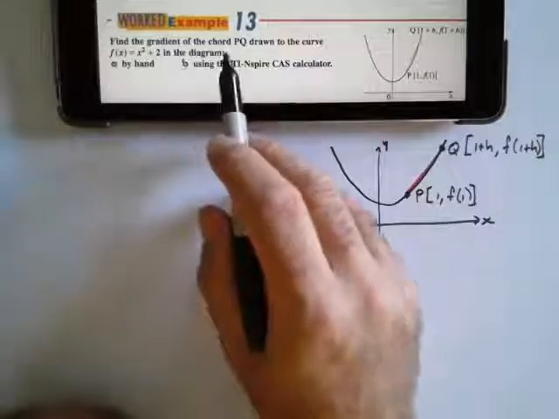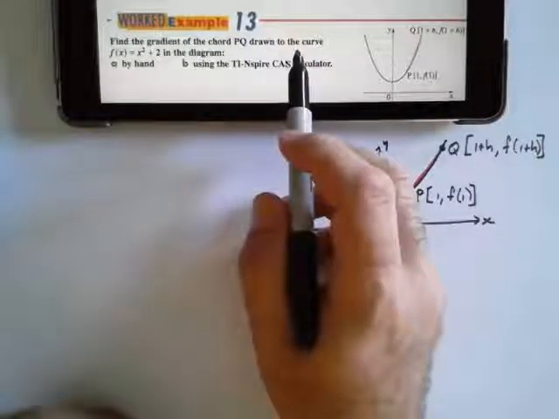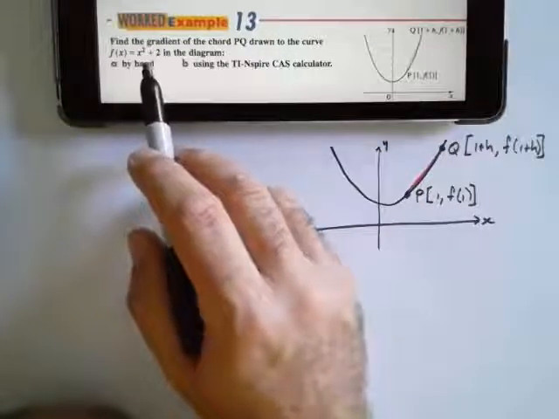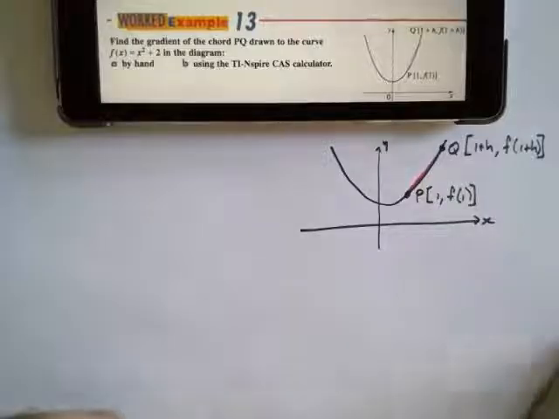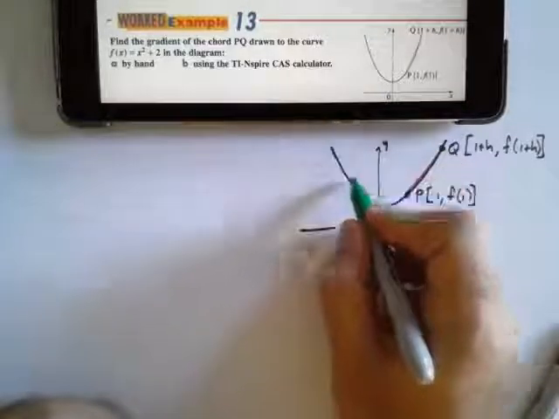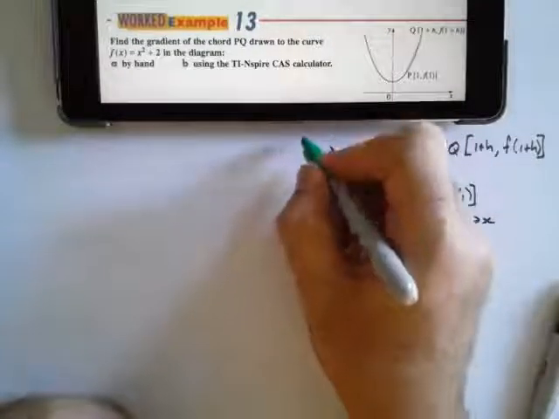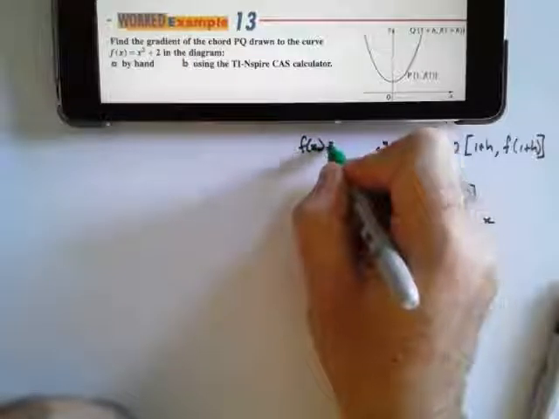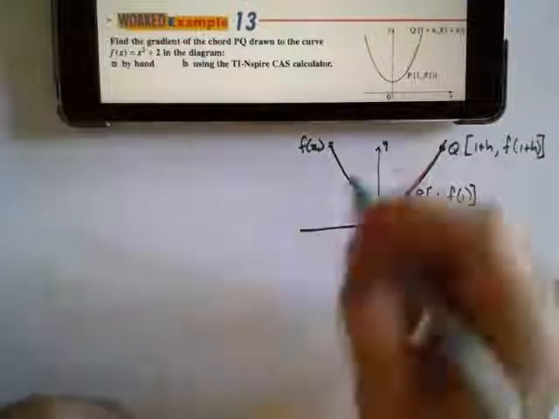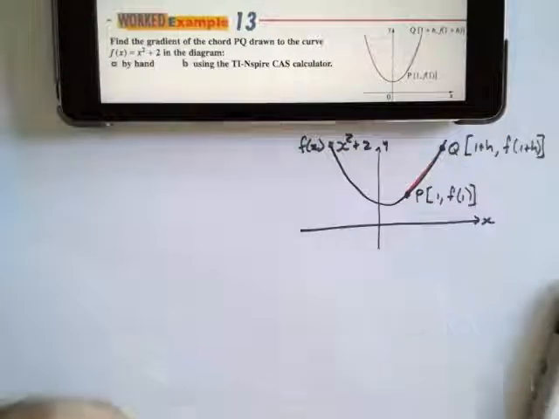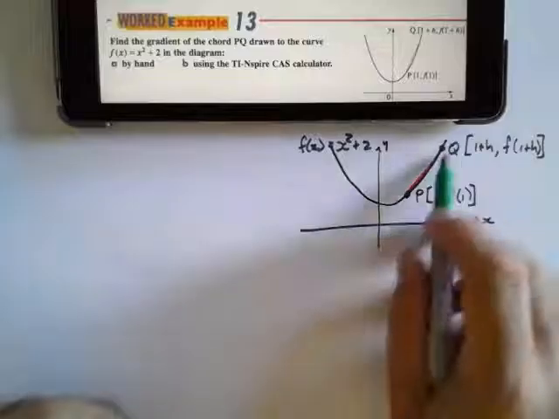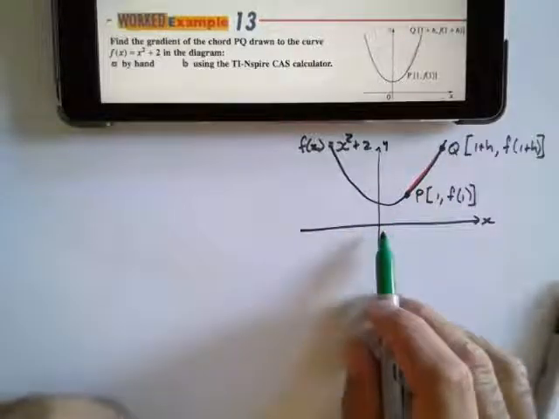Find the gradient of the chord PQ drawn to the curve f(x) equals x squared plus 2 in this diagram. What I'm going to do is say this graph is called f(x), and that function is x squared plus 2, which means to find a y value anywhere here, all I have to do is substitute the x value.